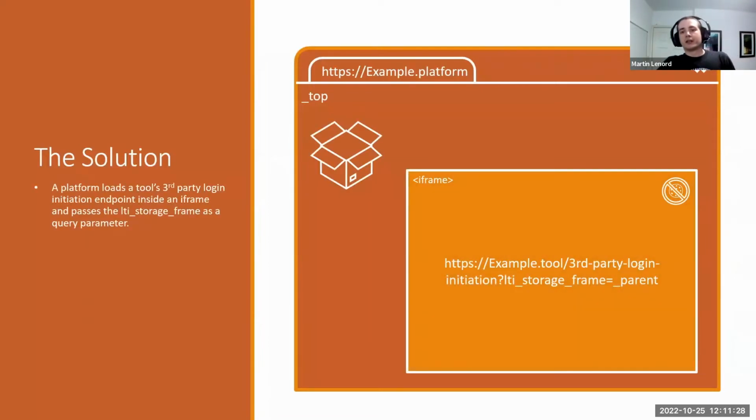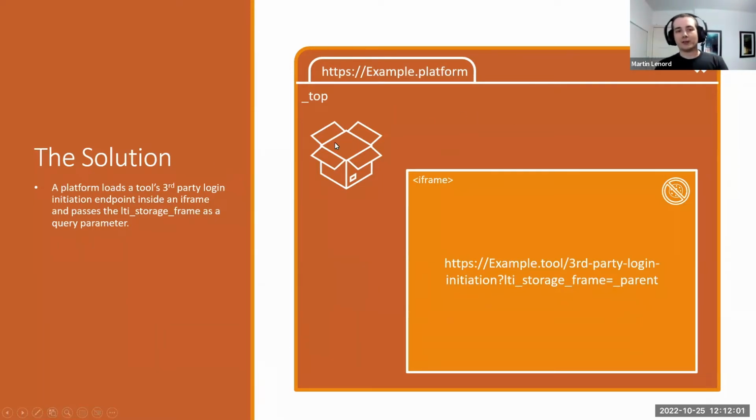So instead, what we're going to do this time is we're going to launch into the frame, and you can see that this frame doesn't have cookies. Put a little cookie with a cross through it, right? So we don't have access to cookies in this frame, but the platform is going to say, hey, here's your third-party login initiation. And also, I have an LTI storage frame, and the storage frame is the parent of this iframe, which is this one, right? This frame in red here.